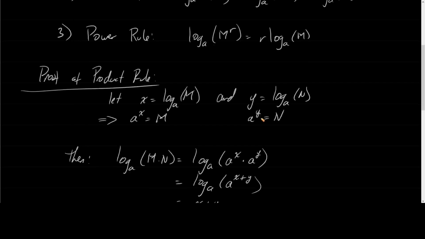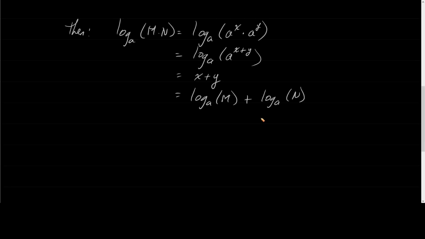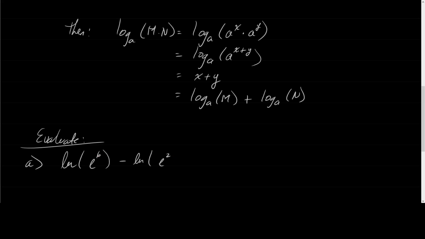Now let's evaluate. Let's see what this gives us. Let's say that I have ln of e to the 6 minus ln of e squared.